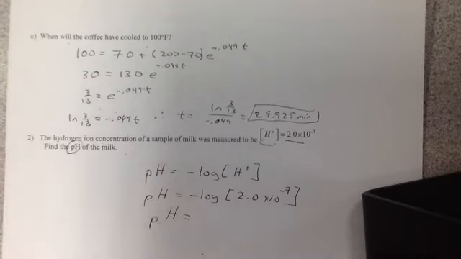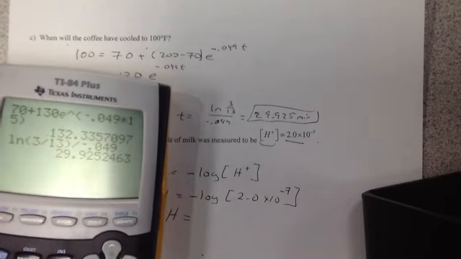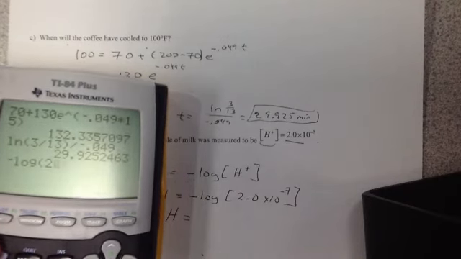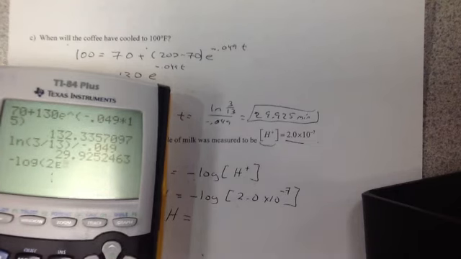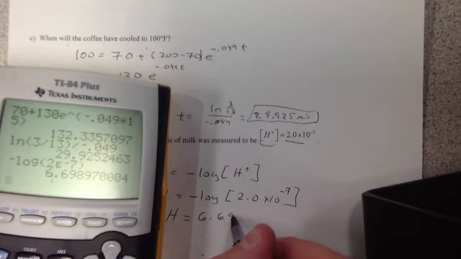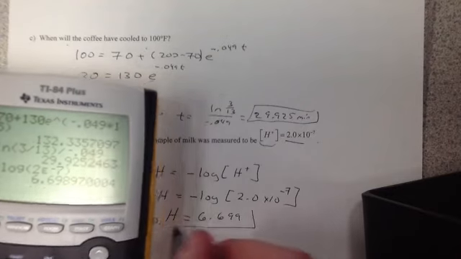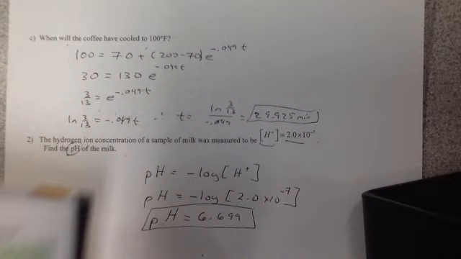pH equals negative log 2E, that's our times 10, negative 7. Hit enter, and I get 6.699, which is pretty much near base.